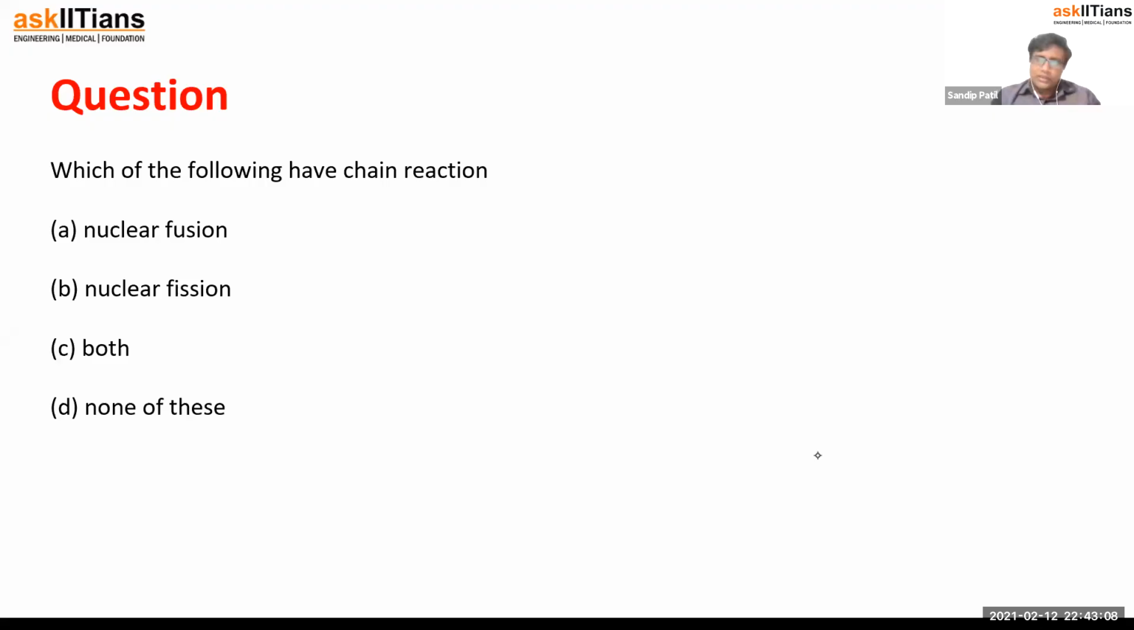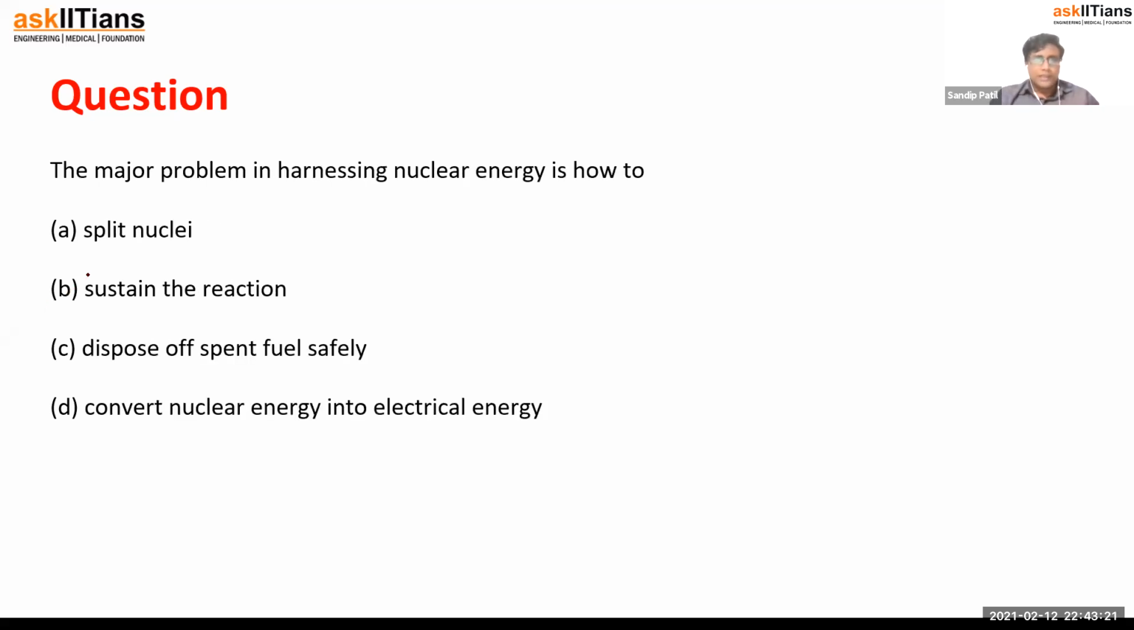Okay, good. So this is the whole theory part of your chapter. Let's see one or two questions. Which of the following has a chain reaction? Very simple question, right? Nuclear fission. Then, the major problem in harnessing nuclear energy is how to dispose of spent fuel safely. Remember this one. We know that is very harmful. Radiations are there, right? Radioactive waste is there. So that is the important one.